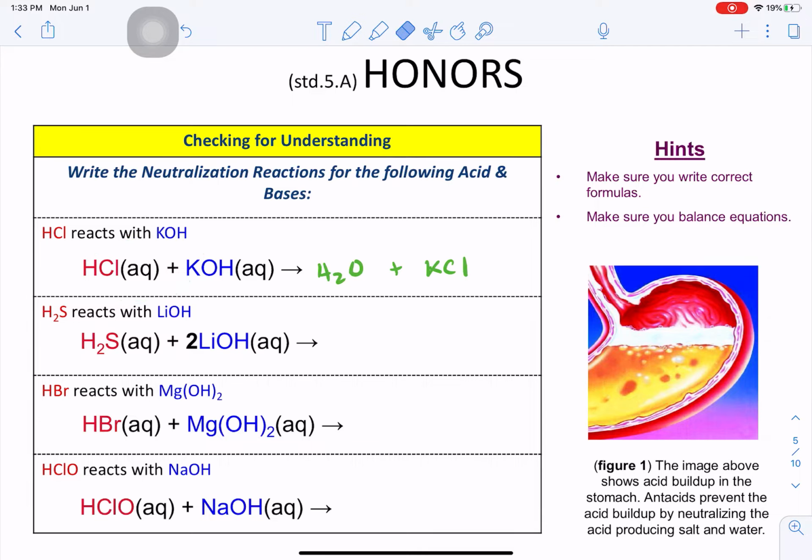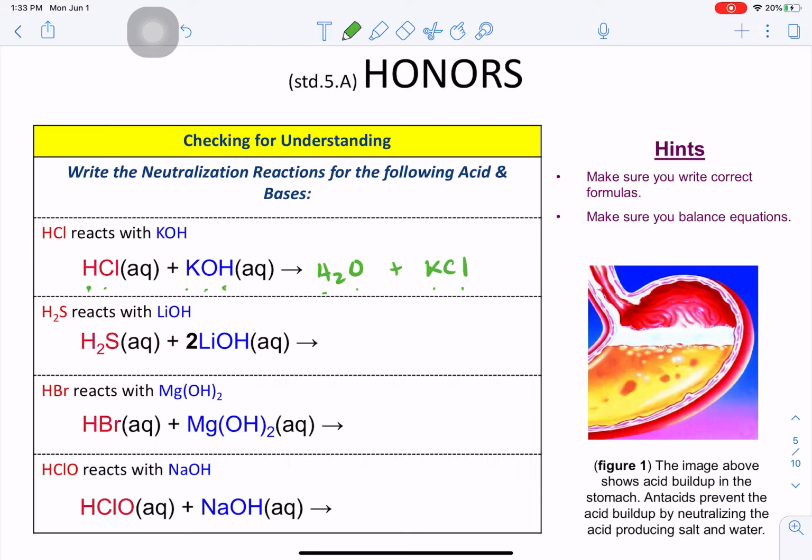Let's make sure everything's balanced. I've got 2 H's on the left, 2 H's on the right. 1 O on the right, 1 O on the left, 1 Cl on the left, 1 Cl on the right, 1 K on the right, 1 K on the left. We are good to go. Okay, moving on.